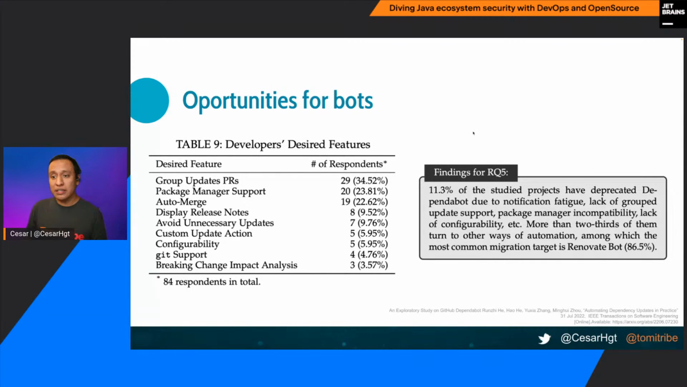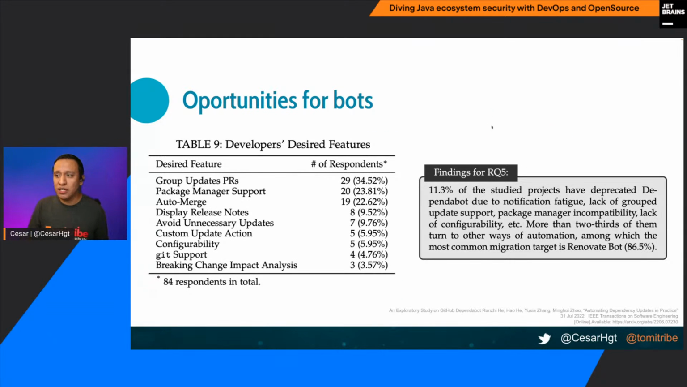And they identified some features that developers want for these automations, right? Group updates by PR, maybe package manager support, or improving that, allow auto merge. This is an interesting one. And display release notes, how to avoid unnecessary updates. But with the example that I just showed you on open source, there must be some artificial intelligence system that does all that I just described, in order to have many of these features. So there is a lot of challenge there.